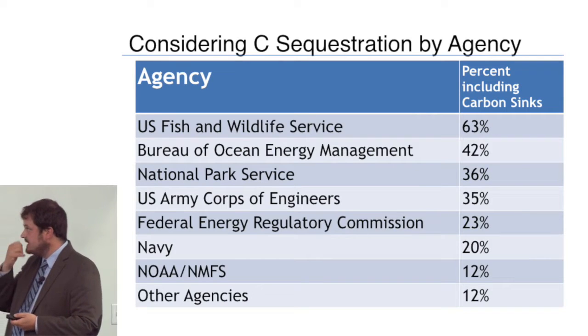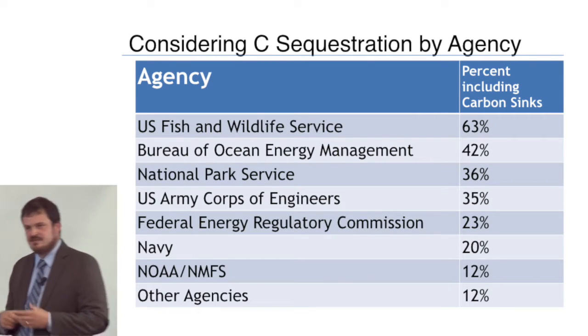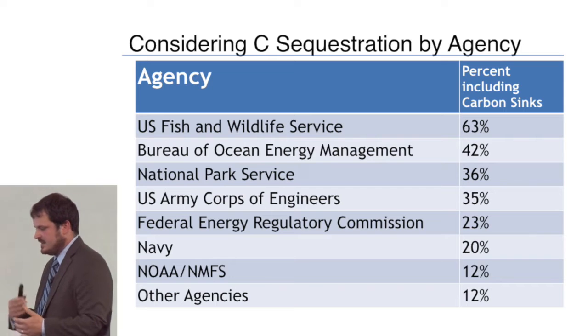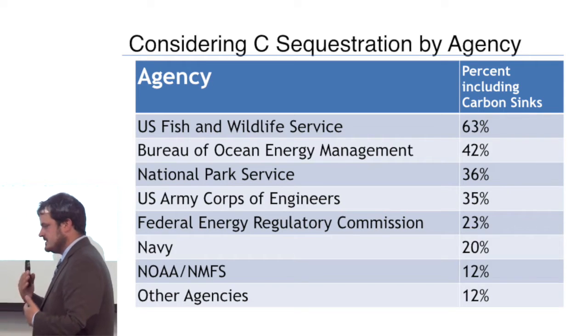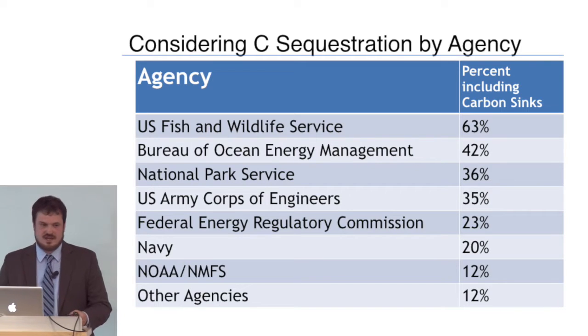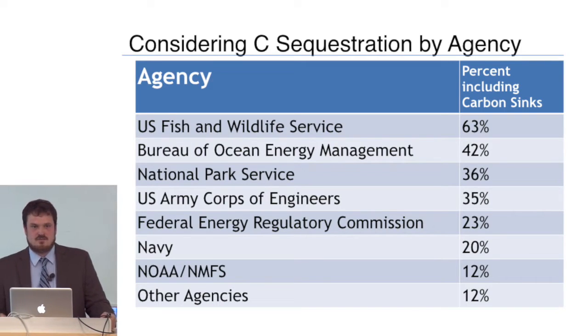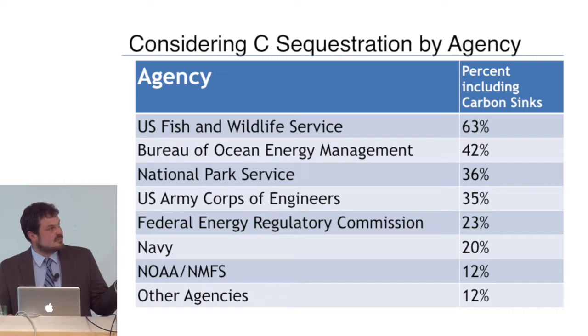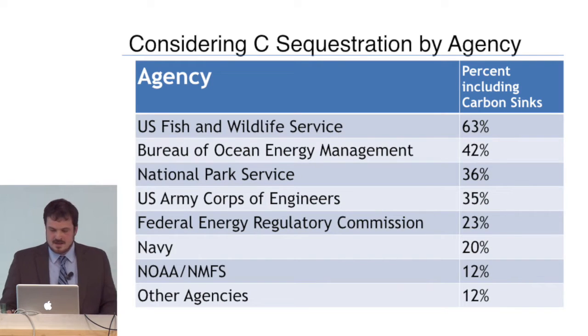Secondly, there's a big difference between agencies, and this follows directly from the difference between the project types. The U.S. Fish and Wildlife Service is far more likely to be in charge of a conservation or restoration project, and therefore has much higher rates of considering carbon sequestration within their environmental impact statements. This is about average performance, and this is below average performance if you look at the total set.